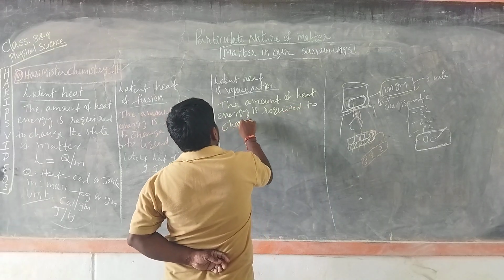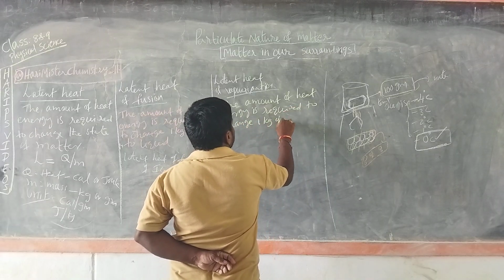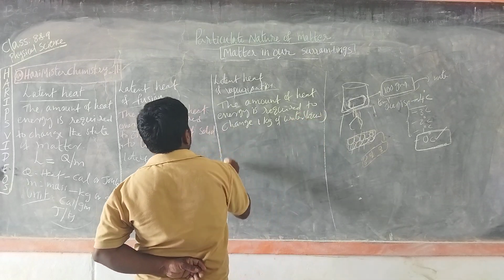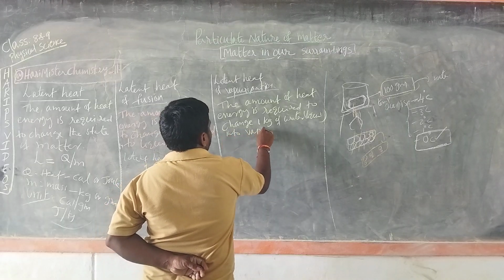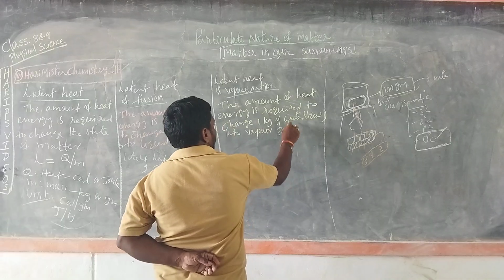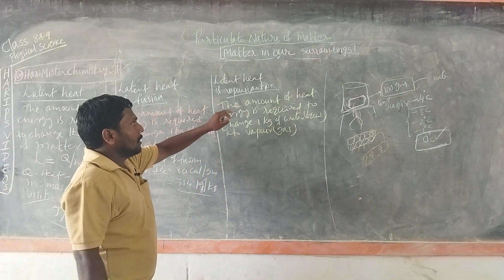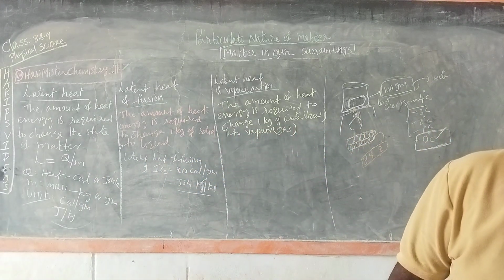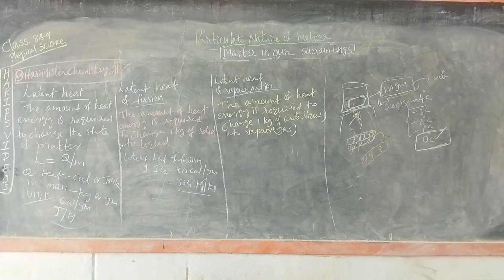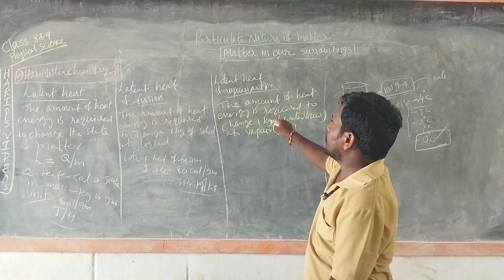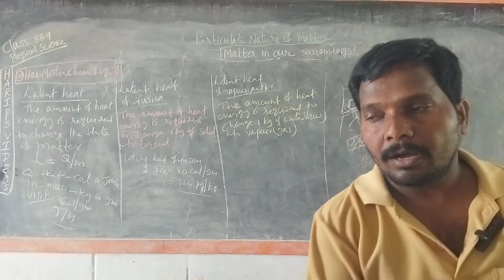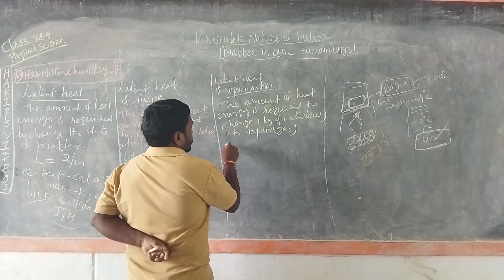So the amount of heat energy required to change 1 kg of liquid or water into vapor or gas, so the amount of heat energy required to change 1 kg of substance is known as latent heat of vaporization. As we know, water, for example, changes into gas.